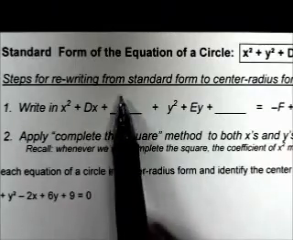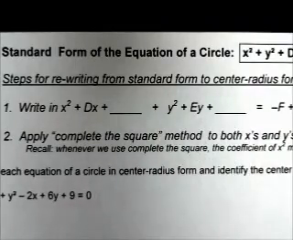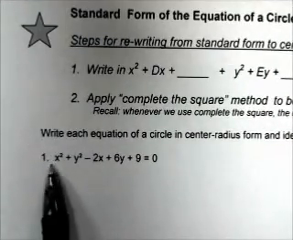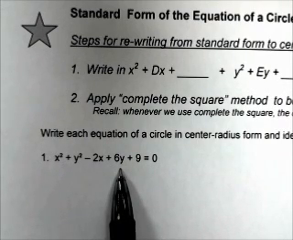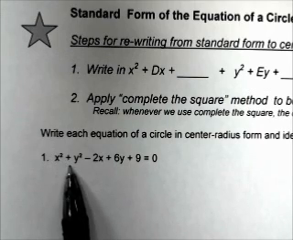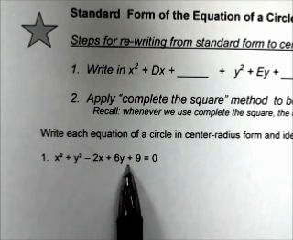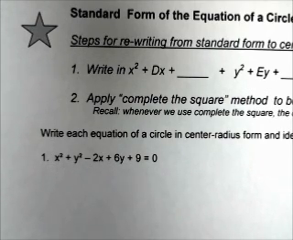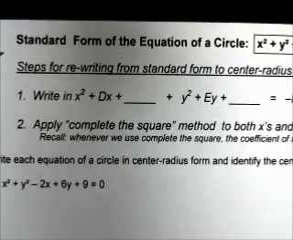Steps for rewriting from standard form to center radius form. And you have here example 1, all right? This is what's called standard form of the equation of a circle. You've got x squared plus y squared minus 2x plus 6y plus 9 equals 0. We have to write this in center radius form. And these are the steps.